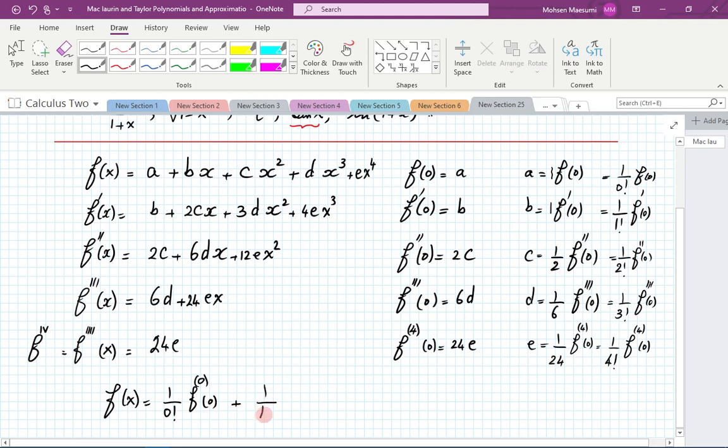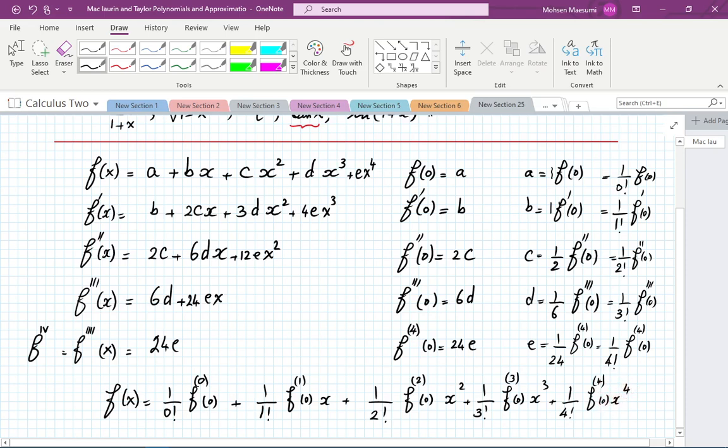Next one is 1 over 1 factorial of the first derivative of the function at 0 times x. Next one is 1 over 2 factorial of the second derivative of the function at 0 times x squared. Next one is 1 over 3 factorial of the third derivative of the function at 0 times x cubed, and so on. So here we stopped at 4, but if you had more, you just go more.